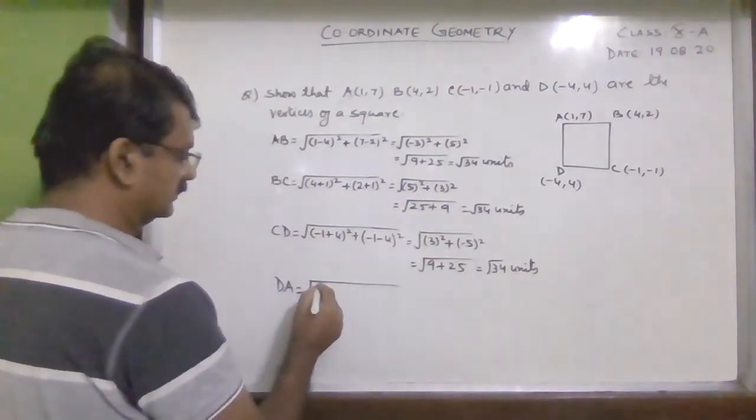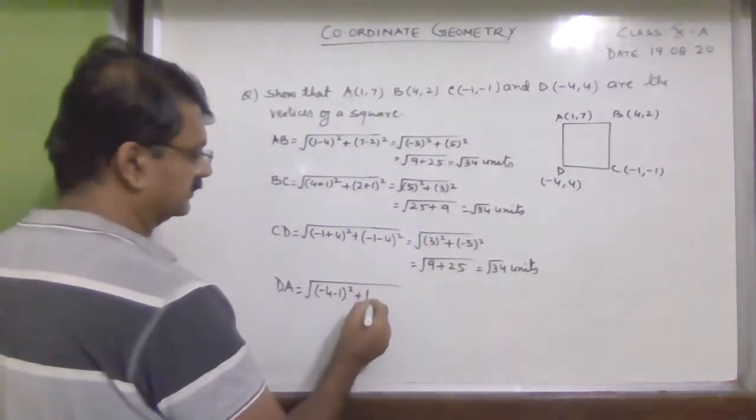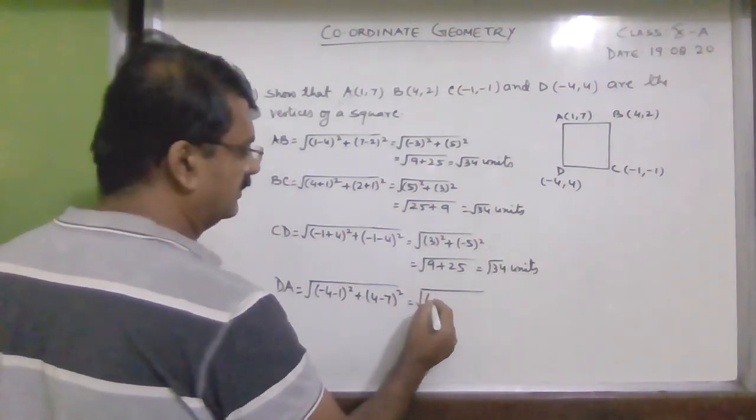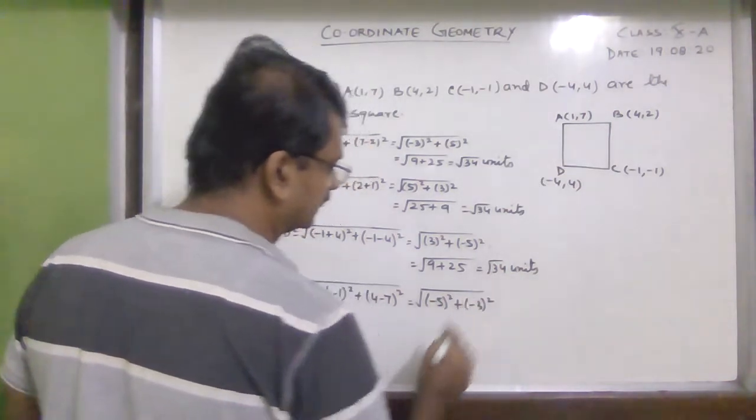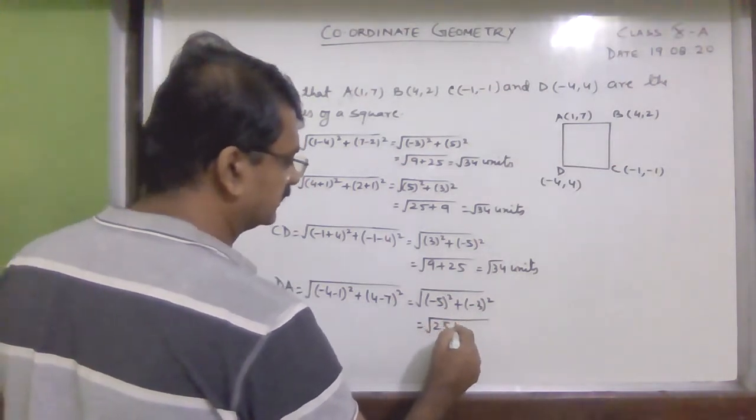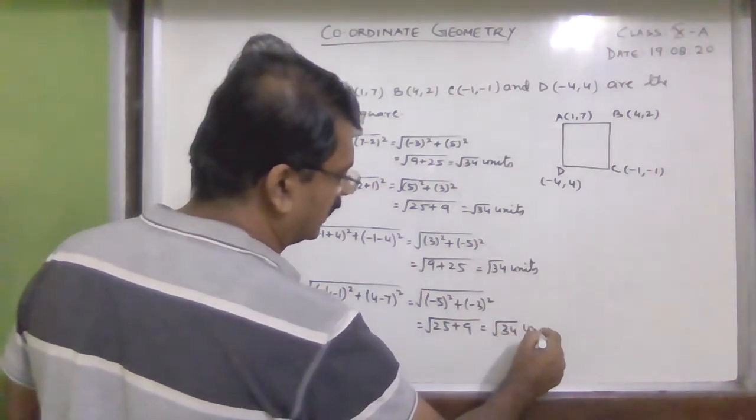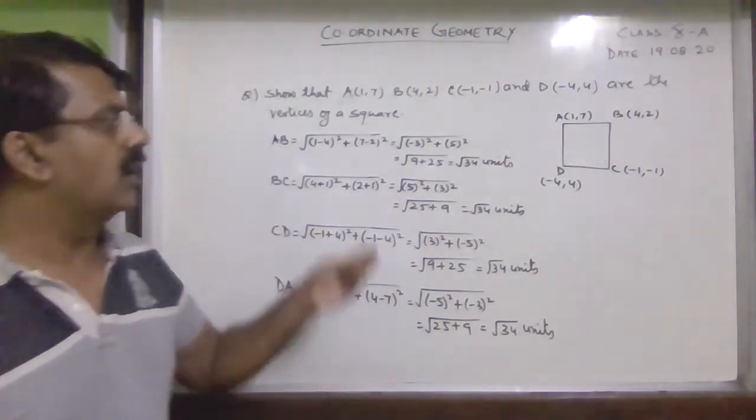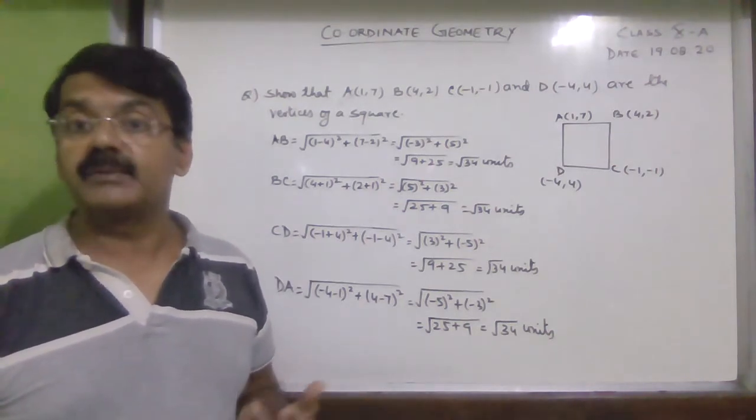Minus 4 minus 1 square plus 4 minus 7 square. Minus 4 minus 1 is minus 5, and 4 minus 7 is minus 3, like this. And now 25 plus 9, once again it is root 34 units. So you can see we have proved that all the four sides of this quadrilateral are equal, but I said it can be a rhombus also.